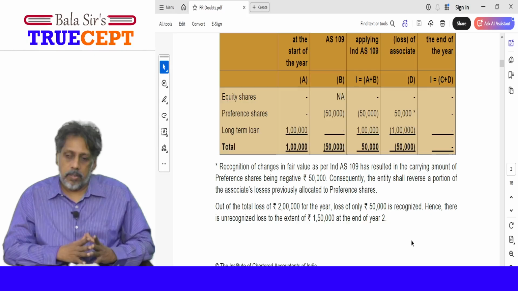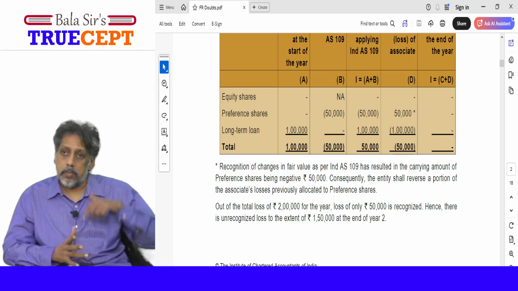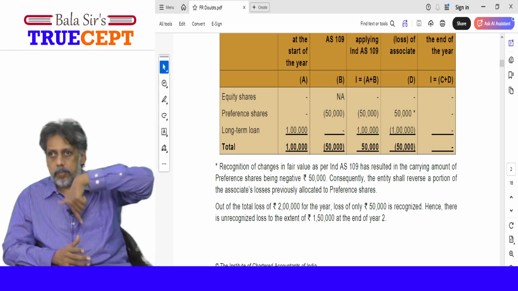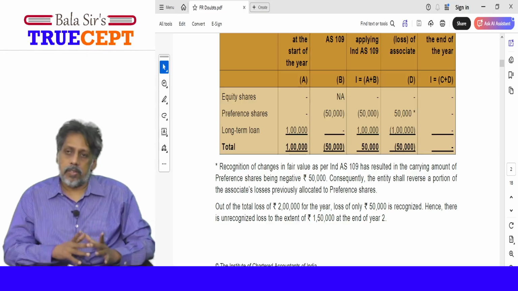Then next, there's a last column, with a star note given. Read more. Recognition of changes in fair value as per IND AS 109 has resulted in the carrying amount of the preference shares being negative 50,000 rupees. Consequently, the entity shall reverse a proportion of the associate's losses previously allocated to preference shares. Exactly. So out of the total loss of 2 lakh for the year, loss of 50,000 is only recognized. Hence, there is an unrecognized loss to the extent of 1,50,000 at the end of year 2. Is that fine? So that's at the end, okay.